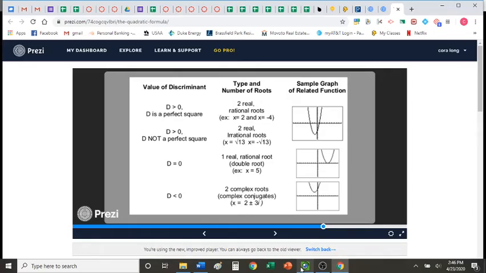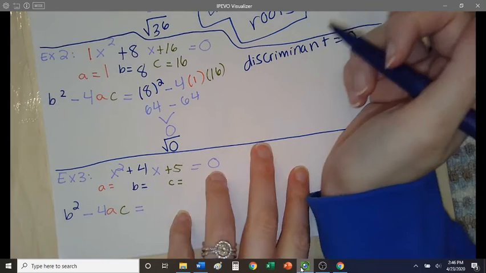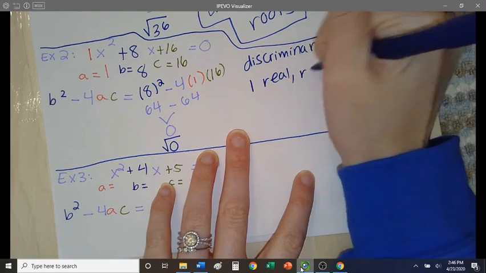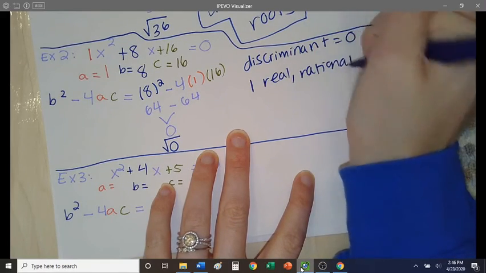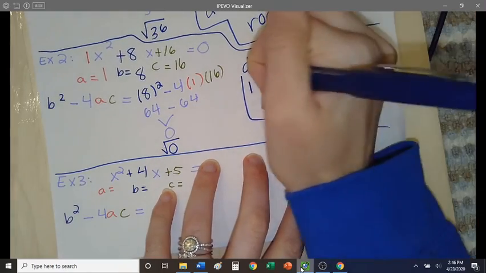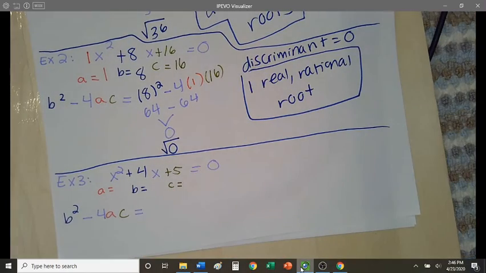Okay, so for my final answer, I'm going to say, well, we're going to end up with one real rational root. And guess what? That problem is donezo.